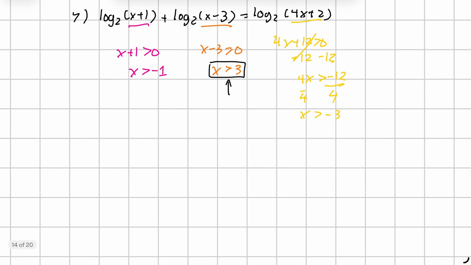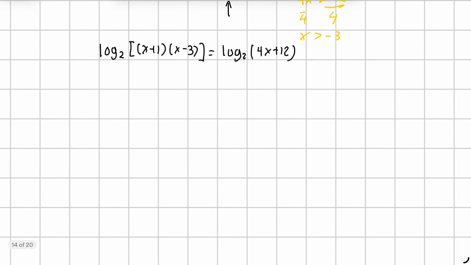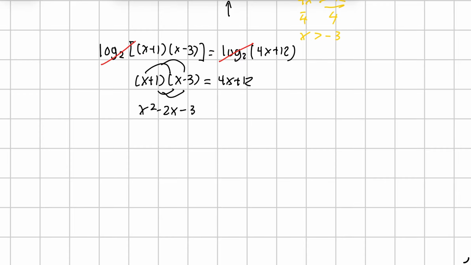Let's combine our left side. We can write this as log base 2 of x plus 1 times x minus 3, and this is equal to log base 2 of 4x plus 12. Now we can set the insides equal to one another. We have x plus 1 times x minus 3 is equal to 4x plus 12. We can set them equal because the bases are equal to each other. Now, all we do is expand this. We have x squared minus 2x minus 3 is equal to 4x plus 12. You can just subtract 4x and subtract 12 from both sides.